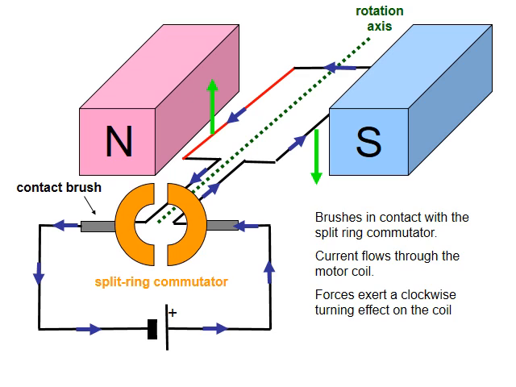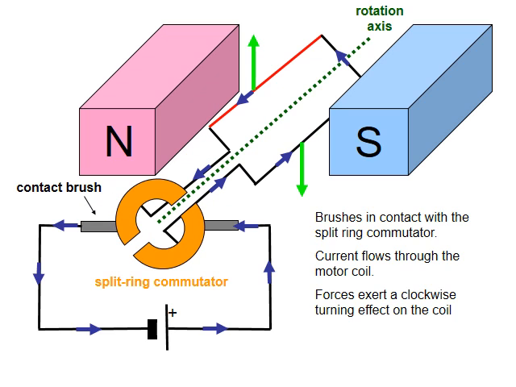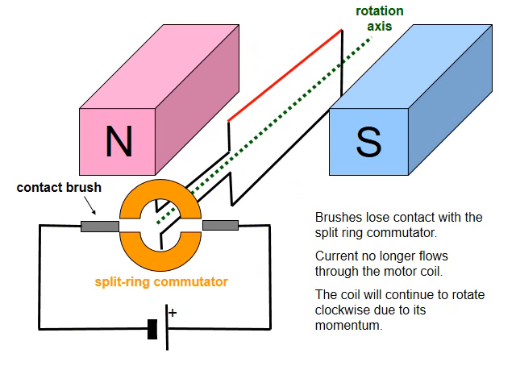So the way the commutator works is that the brushes are in contact with the split ring commutator. These contact brushes here. The current flows through the metal coil or motor coil, and forces exert a clockwise turning effect on the coil. So this is kind of an animation there, so let's go back slightly, there you go. So the coil will continue to rotate clockwise due to the momentum, or due to inertia as well, the fact that an object in motion wishes to stay in motion.